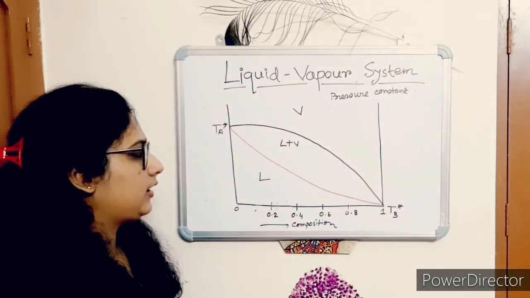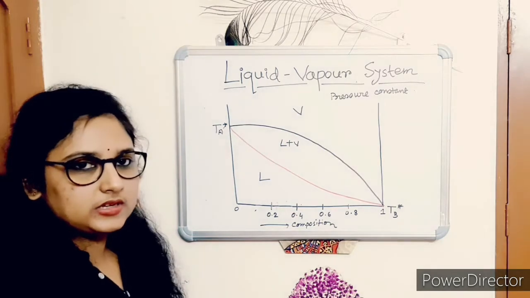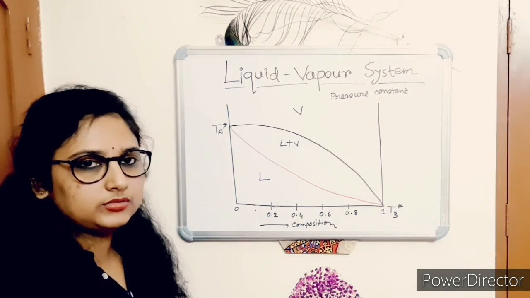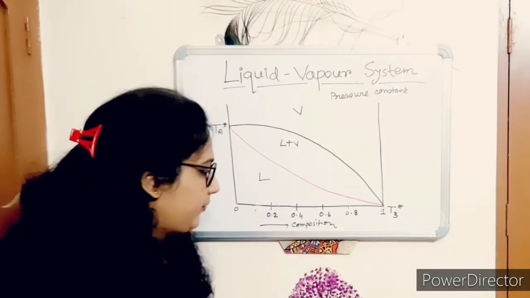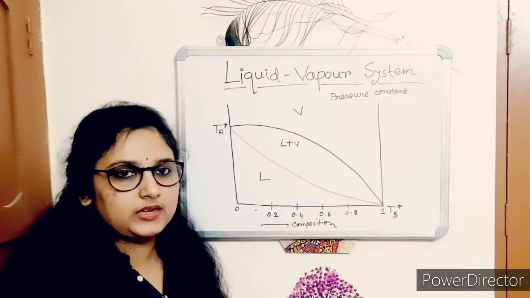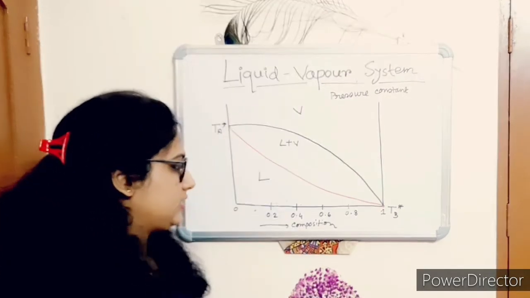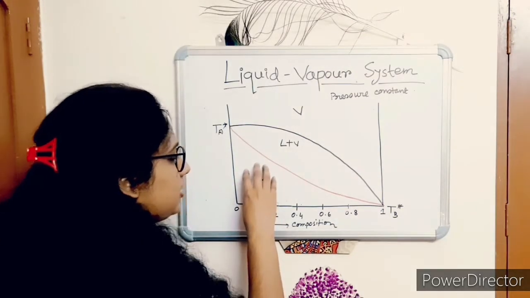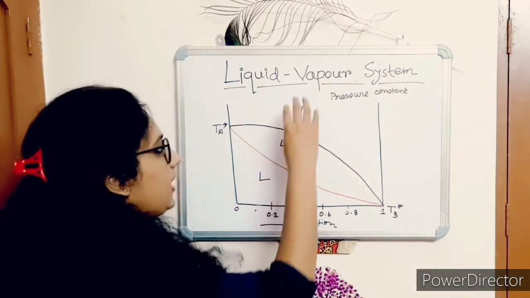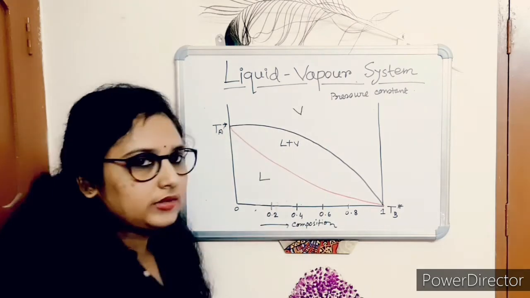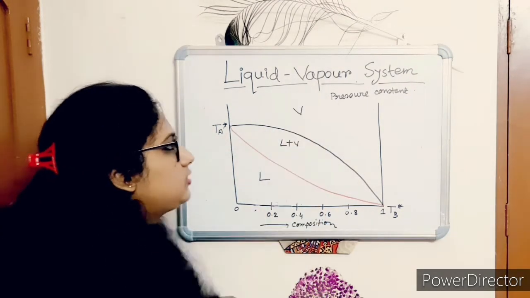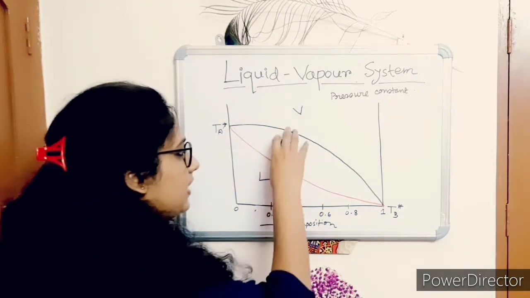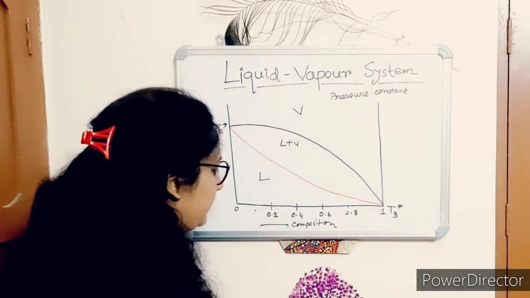Now what is the distillation process? The distillation process separates two miscible liquids from a mixture. What is the mechanism of this distillation process? This is the miscible solution in the liquid state, and this is the miscible solution in the vapor state. So here you get two components, and here also two components, and there are two phases, liquid and vapor.